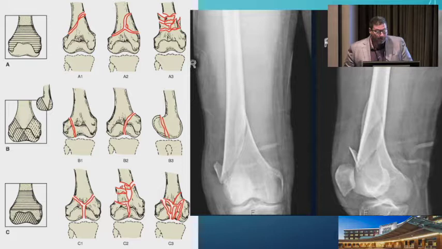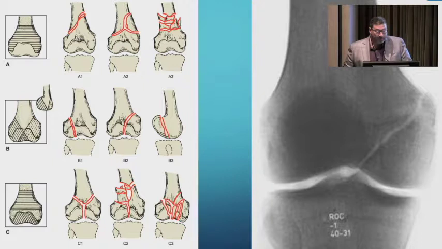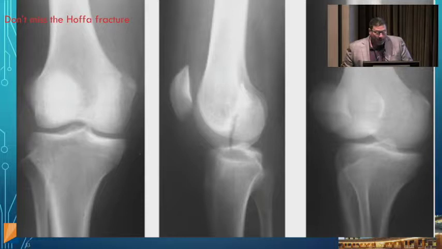So here's an example of an A1, which is a supracondylar fracture above the joint, not comminuted, mainly two pieces. Here's an A3 showing a supracondylar femur fracture not involving the joint that has several pieces. This is a type B fracture involving only the medial femoral condyle. In this case, it's non-displaced, as you see from the fracture line. And in this picture, you see in the middle X-ray, the fracture line here of the posterior condyle, also known as a Hoffa fracture.